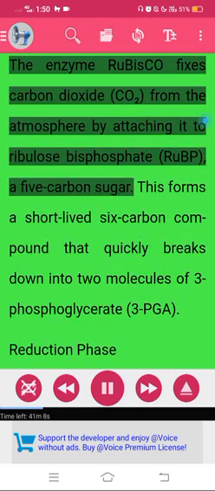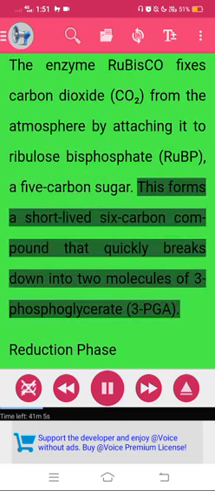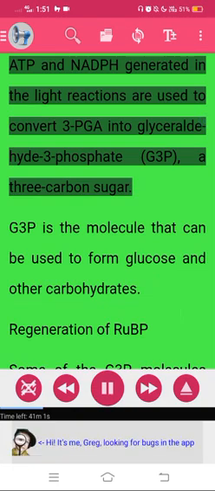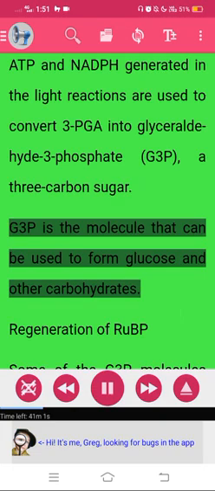Carbon fixation. The enzyme Rubisco fixes carbon dioxide (CO2) from the atmosphere by attaching it to ribulose bisphosphate, RuBP, a 5-carbon sugar. This forms a short-lived 6-carbon compound that quickly breaks down into 2 molecules of 3-phosphoglycerate, 3-PGA. Reduction phase. ATP and NADPH generated in the light reactions are used to convert 3-PGA into glyceraldehyde 3-phosphate, G3P, a 3-carbon sugar. G3P is a molecule that can be used to form glucose and other carbohydrates.